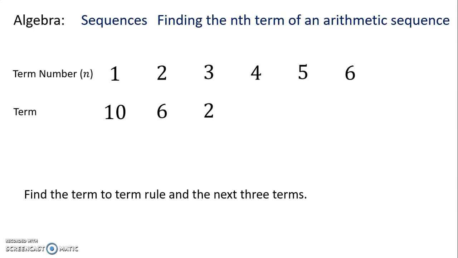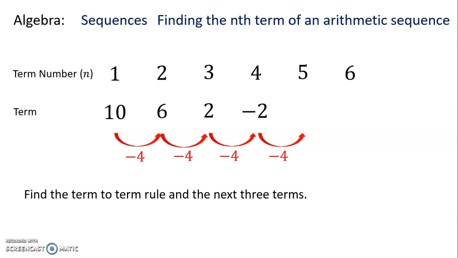Okay, so you should have found that we're subtracting 4 every time here. So the term-to-term rule is subtract 4, the common difference is negative 4, and I can keep subtracting 4 to get me the next 3 terms. So that should be the answer that you found.